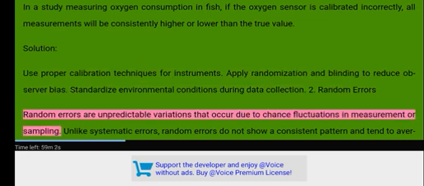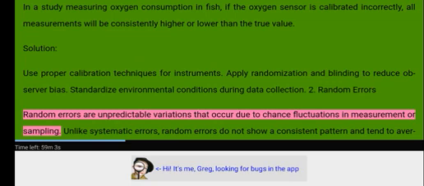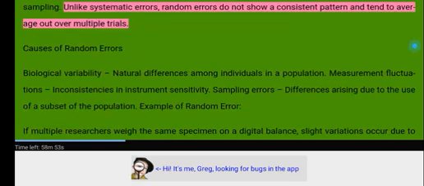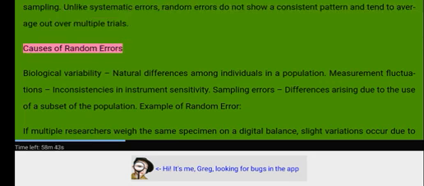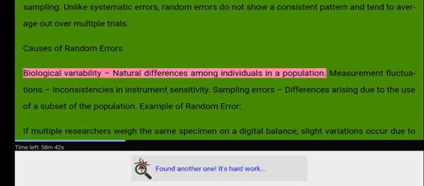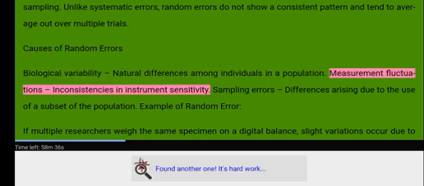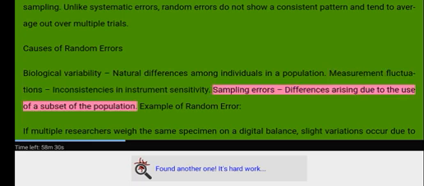2. Random errors. Random errors are unpredictable variations that occur due to chance fluctuations in measurement or sampling. Unlike systematic errors, random errors do not show a consistent pattern and tend to average out over multiple trials. Causes of random errors. Biological variability: natural differences among individuals in a population. Measurement fluctuations: inconsistencies in instrument sensitivity. Sampling errors: differences arising due to the use of a subset of the population.